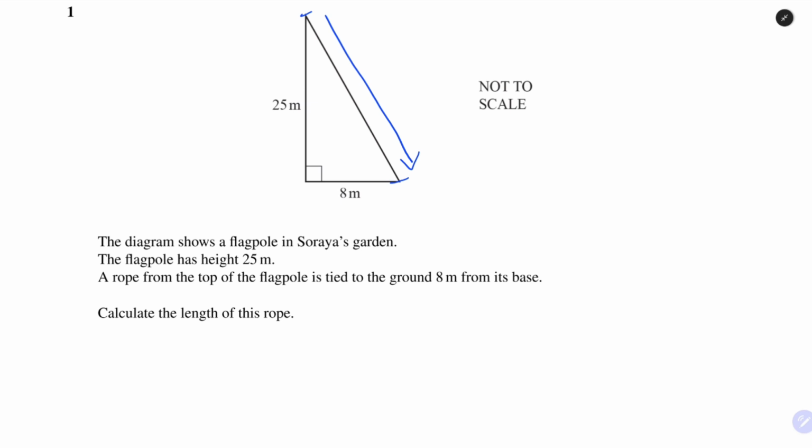So by Pythagoras theorem, remember, we know that hypotenuse square equals opposite square plus adjacent square. So we could just pick any of the sides here since we're not dealing with the angles at the moment. So this is going to be 25 square plus 8 square.